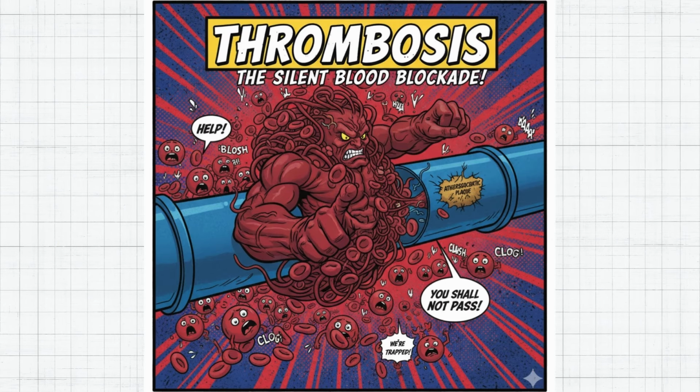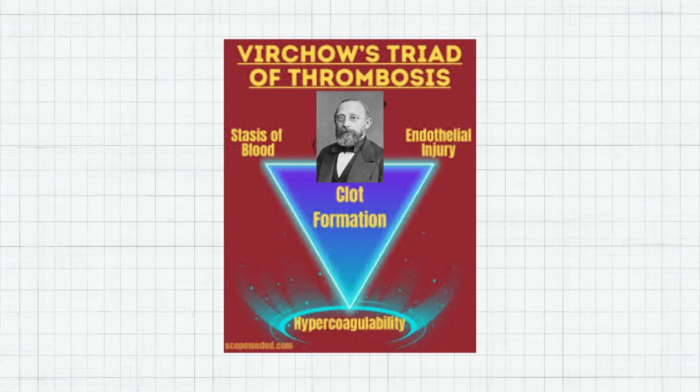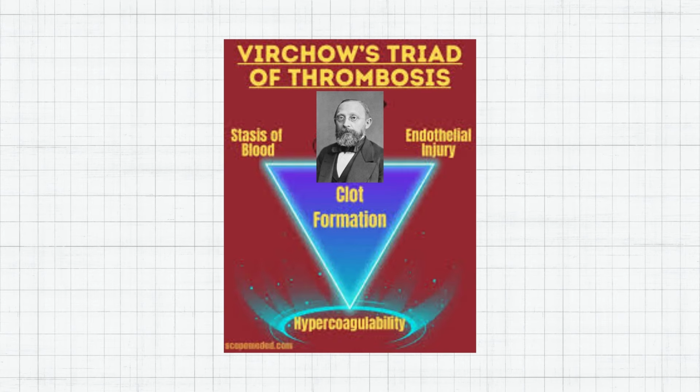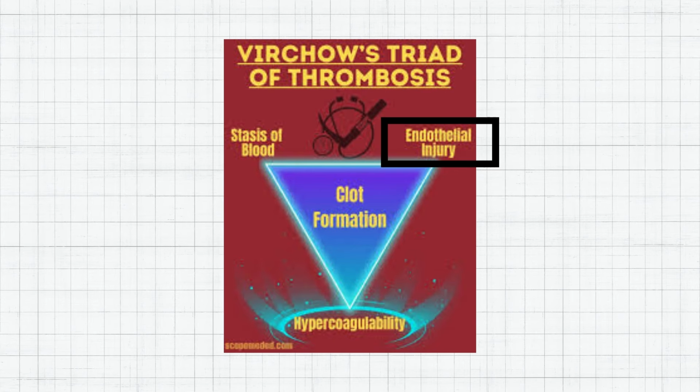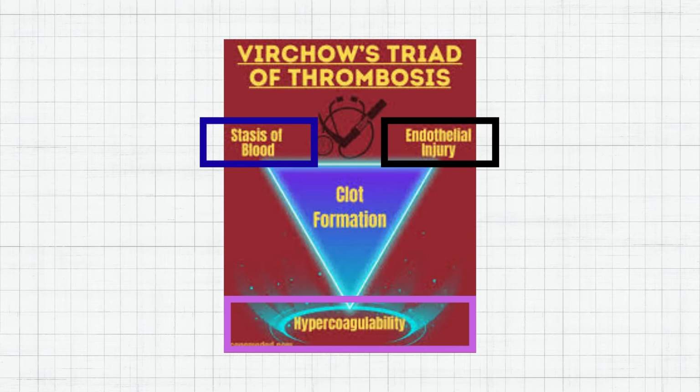Thrombosis. Virchow's Triad, the holy grail. You cannot pass pathology without knowing this triad. The 3 factors that lead to thrombosis are endothelial injury, stasis or turbulent blood flow, and hypercoagulability of blood.